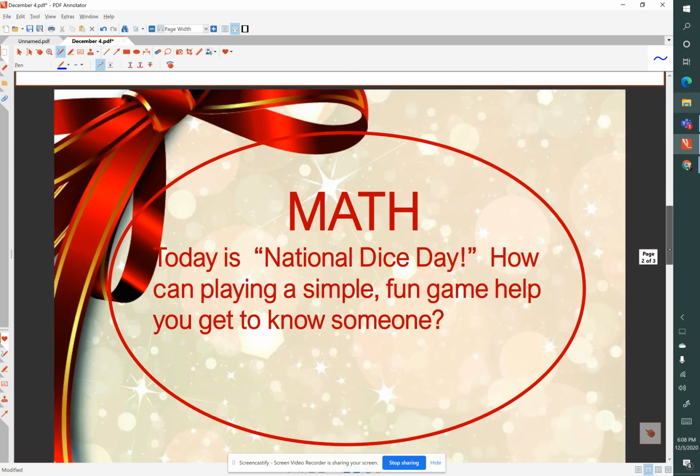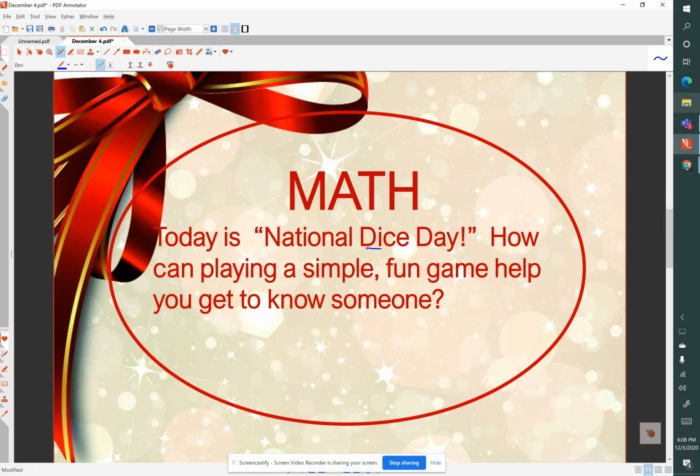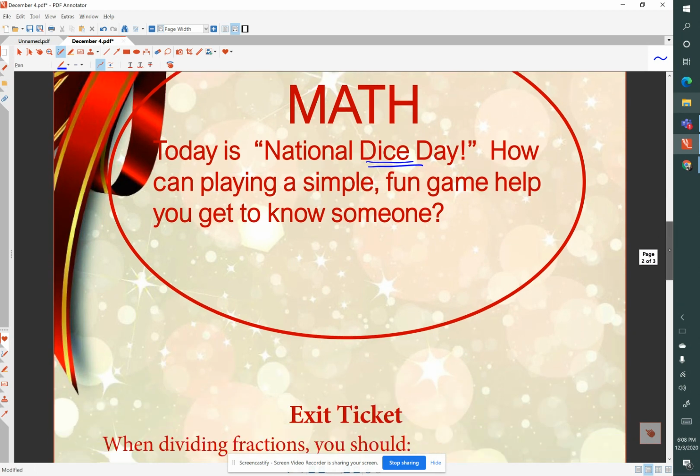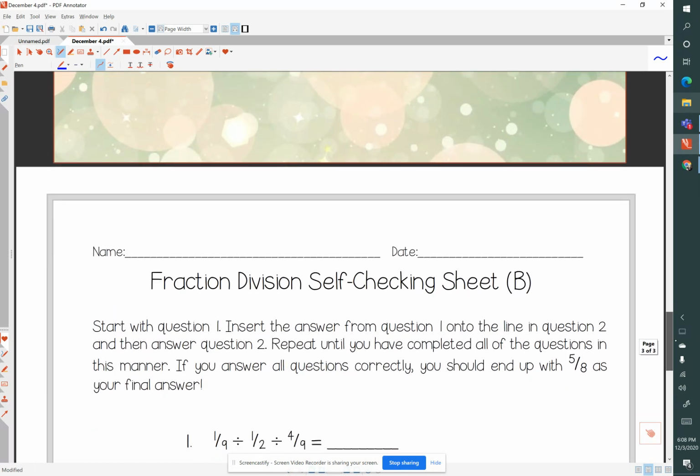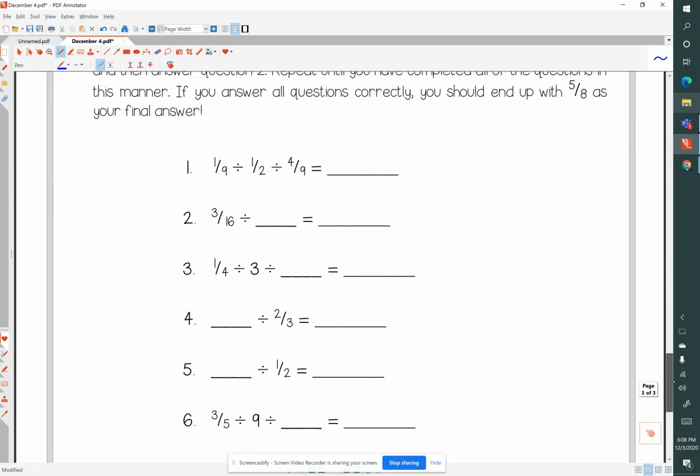And our Do Now, it's also National Dice Day. Yeah. So here's our question. How can playing a simple, fun game help you get to know someone? And we'll get back to our exit ticket at the end of class. Okay, so we're doing fraction division today.